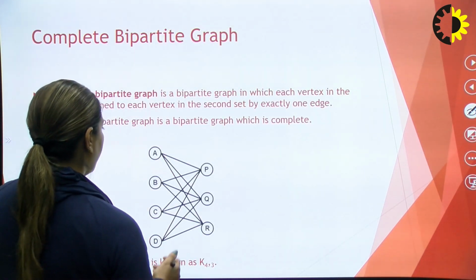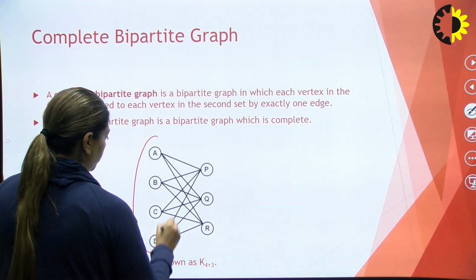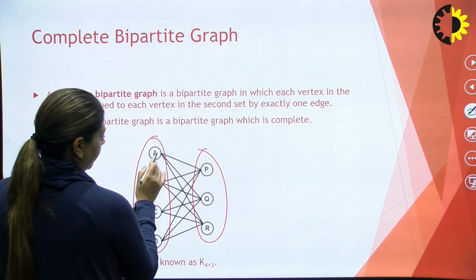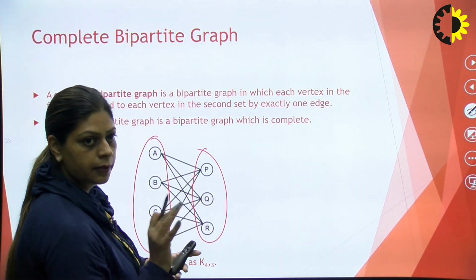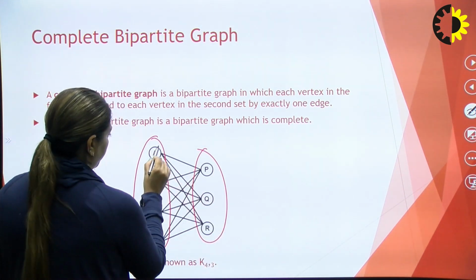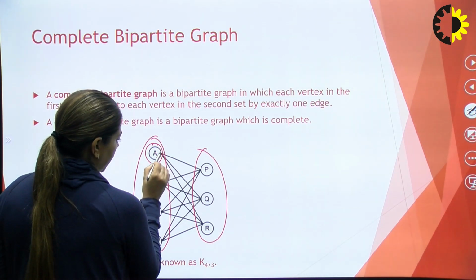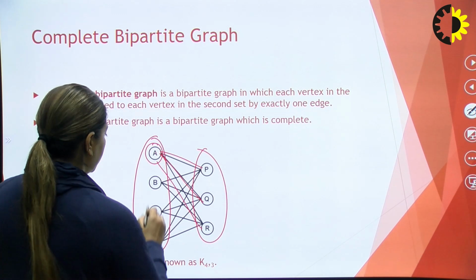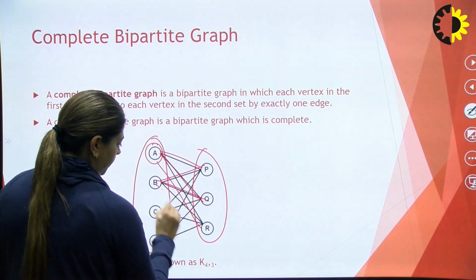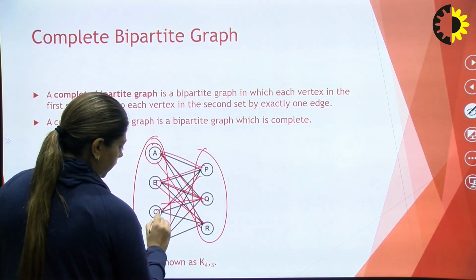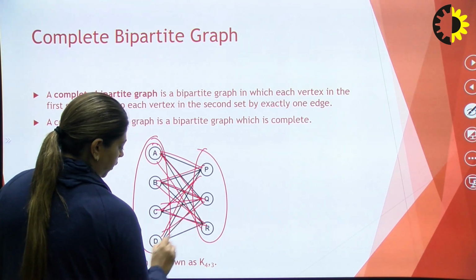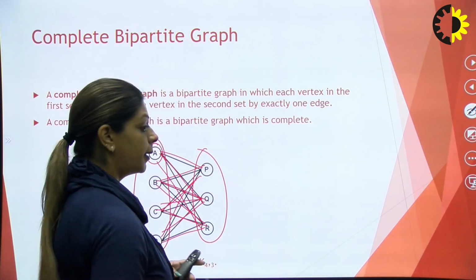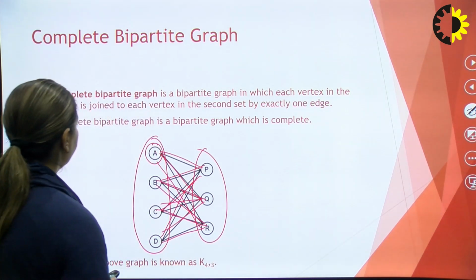Complete bipartite graph means if there are two partitions of the vertices, there should be an edge between all the pairs that are made. Suppose there is vertex A, so there should be an edge to P, Q and R, right? Similarly, B should be connected to all the three. C should be connected to all the three. D should be connected to all the three. So this type of graph is called a complete bipartite graph.